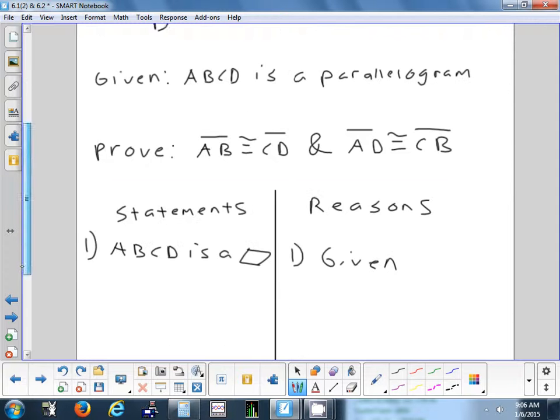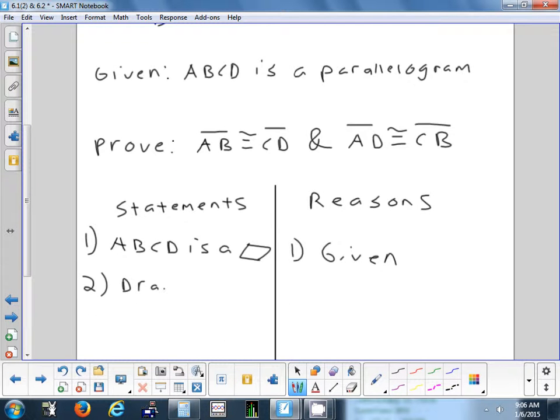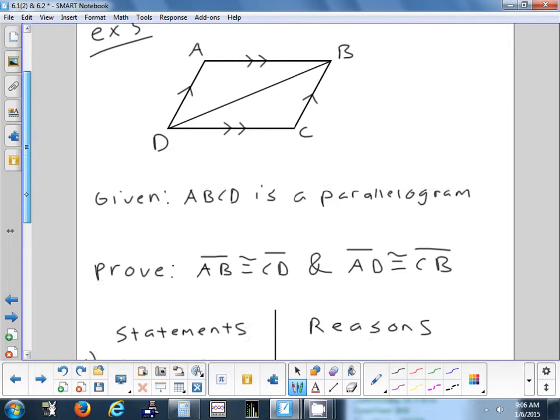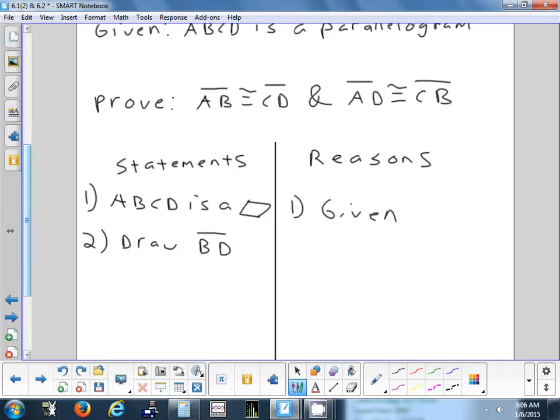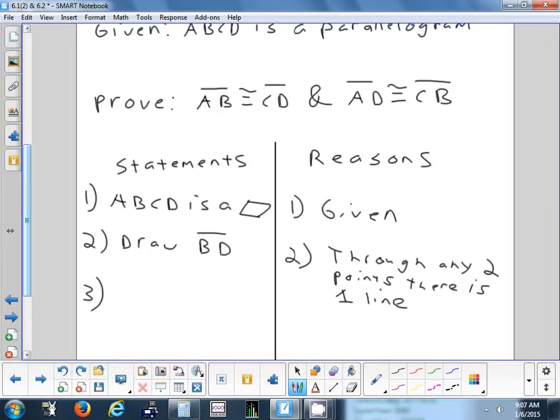That's the reason. So step 2 is to draw that segment in, BD. The reason: to any 2 points, you can draw a line. That's one of the very basic ideas of geometry that we started out with. Kind of like parallel lines not crossing. It's another very basic postulate of geometry. Through any 2 points, there is one line.